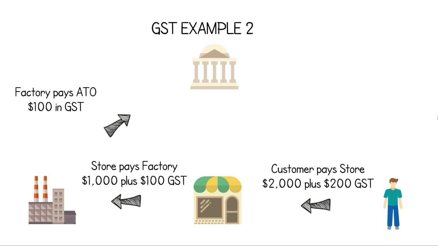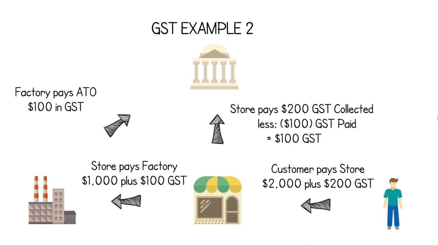But the store already paid $100 in GST to the factory when the TV was initially bought. To make things fair, the store will only have to pay the ATO the difference between the GST it collected from the customer and the GST it paid to the factory.